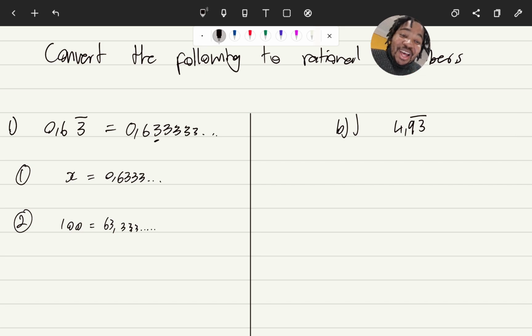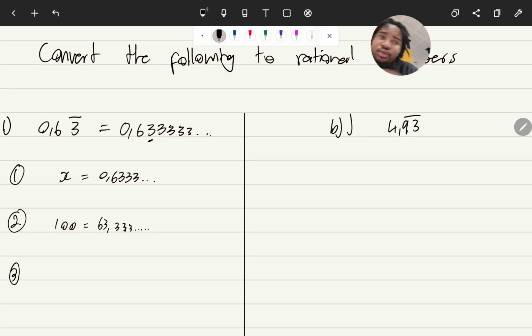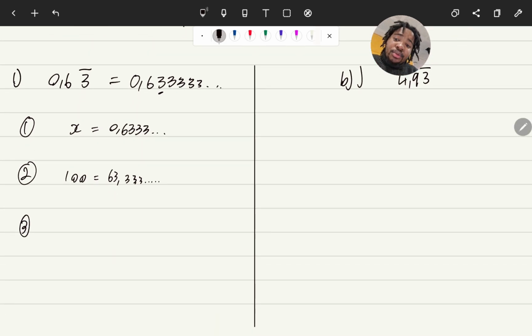I think here we're going to learn something very important. Remember, the whole idea of us multiplying by 10, by 100, is so that when we do step 3, the decimals are going to cancel each other out. So at the end of step 3, we don't want to have any decimals. It's just going to be whole numbers.